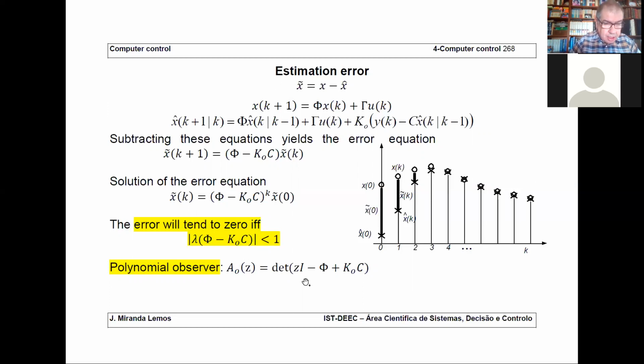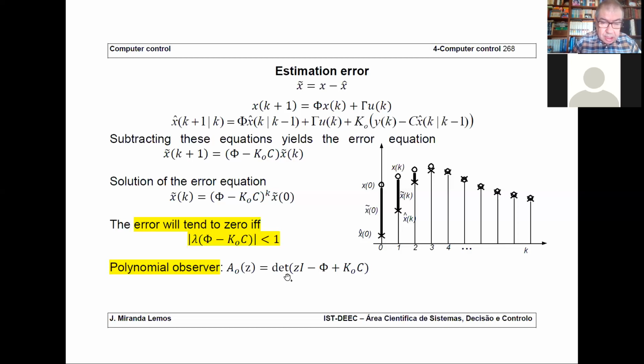Okay? Actually, you can specify the eigenvalues in a polynomial A0 for the observer. This is O for observer, not 0, of Z equals the determinant of Z I minus phi plus k0 c, okay, this matrix here. And then you equate the characteristic polynomial of matrix phi minus k0c and A0(Z), as we did before. Okay, and provided that the pair phi, c verifies some conditions, then you can select k0 such that the error goes to 0. So you can place all the eigenvalues at arbitrary positions. You can select A0 as you wish. You can select the roots of A0 in arbitrary positions.